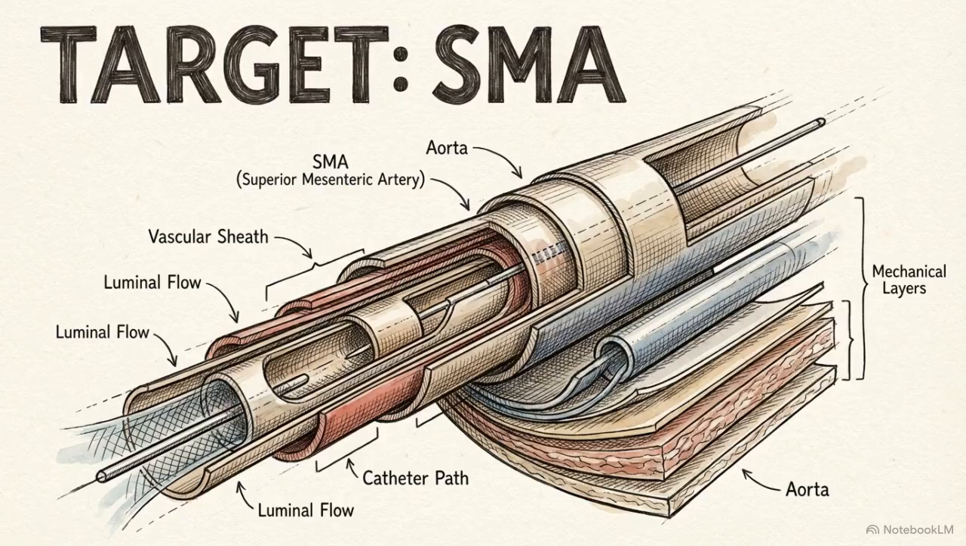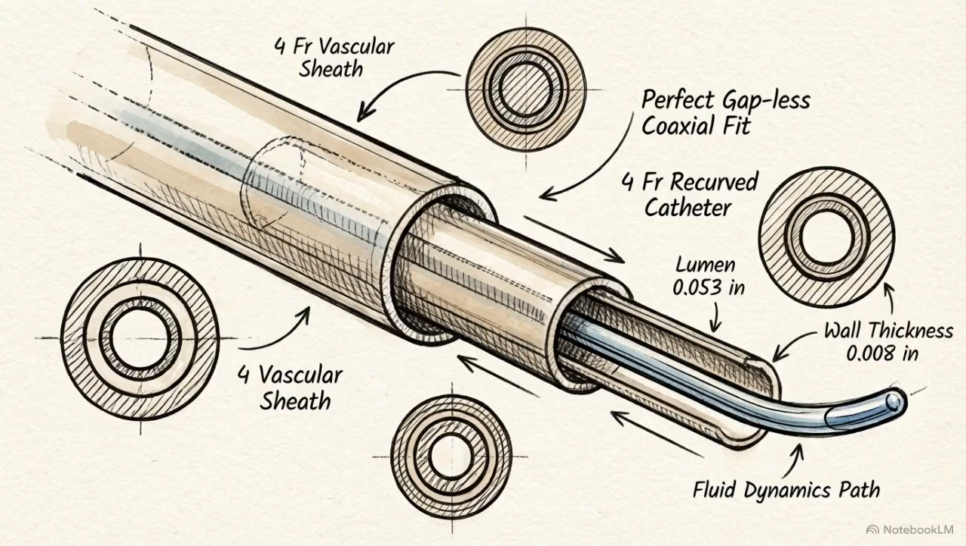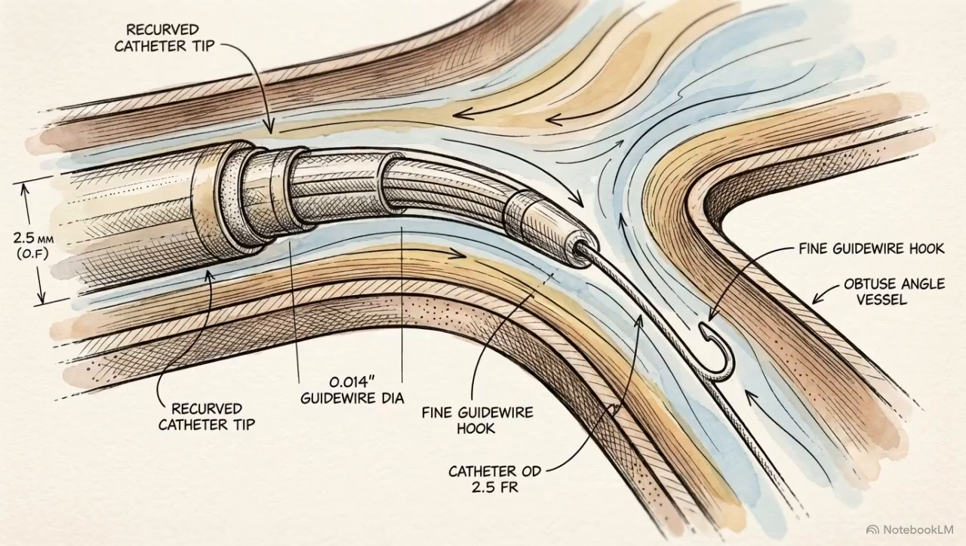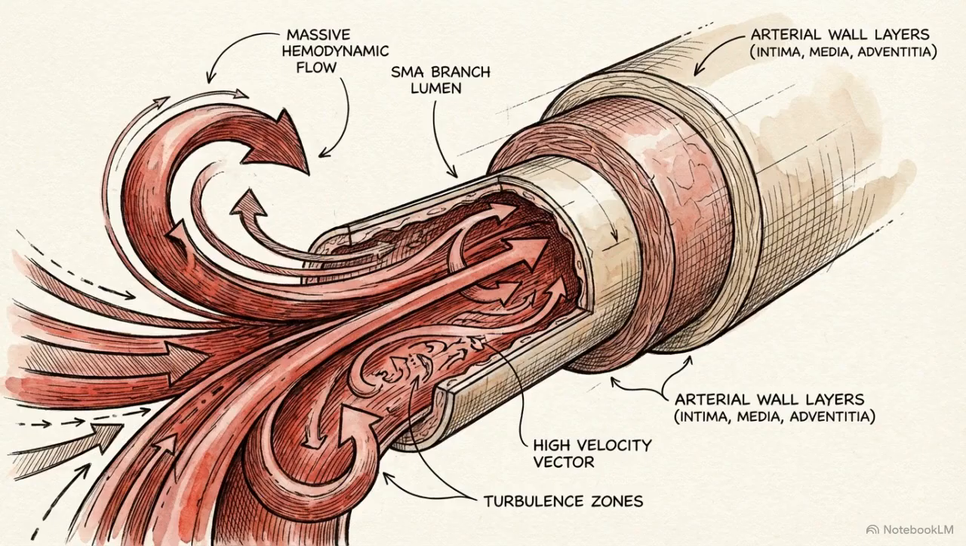We can now synthesize these isolated rules by executing a high-flow angiogram of the superior mesenteric artery. Reaching the obtuse angle of the SMA requires a mathematically sound setup. A 4 French vascular sheath safely accepts a 4 French recurved catheter. Inside that catheter, a 0.035-inch guide wire is used to navigate the sharp downward turn and hook securely into the target vessel. Because the SMA handles a large volume of blood, it requires a rapid pump injection.